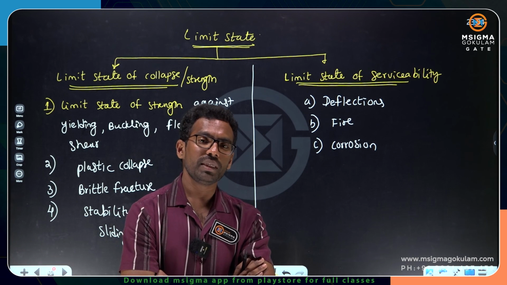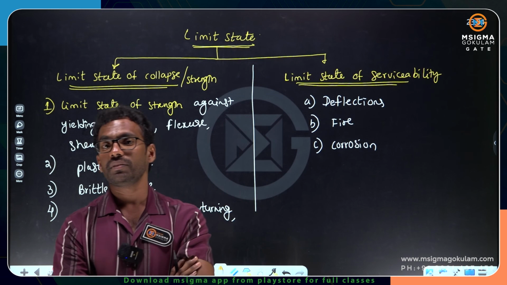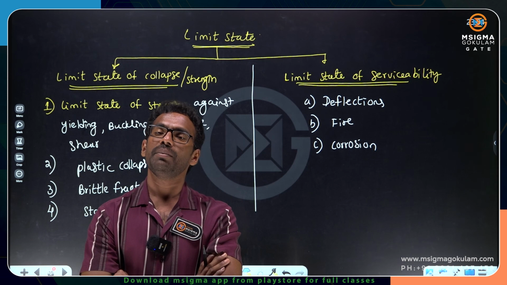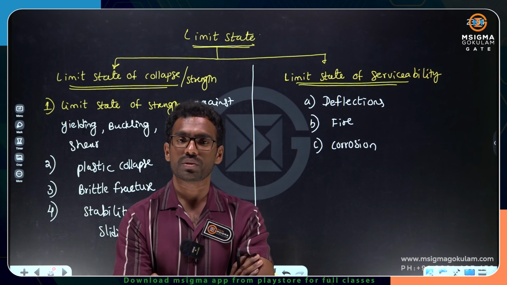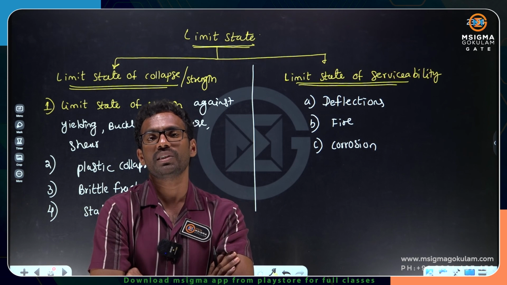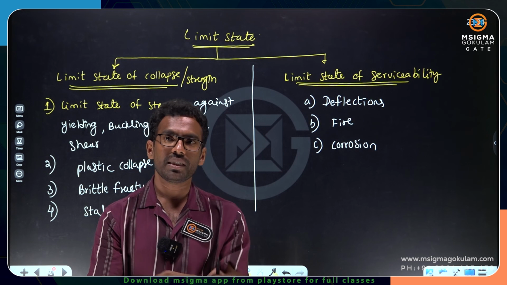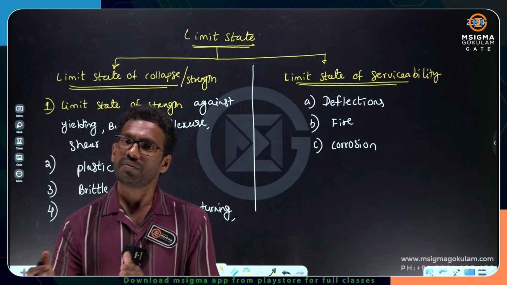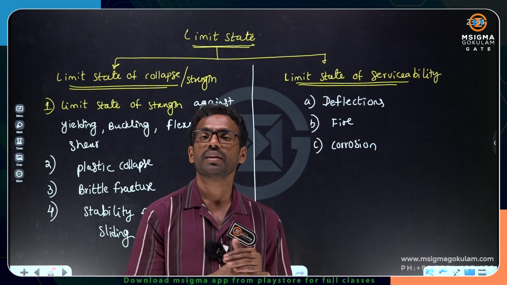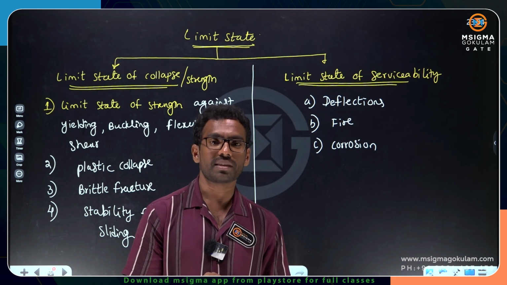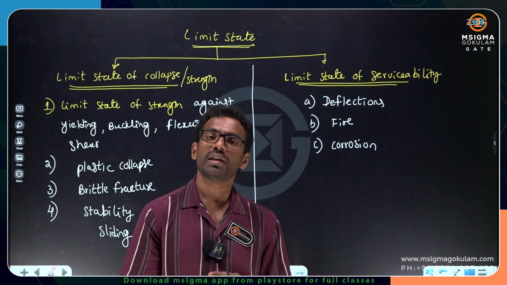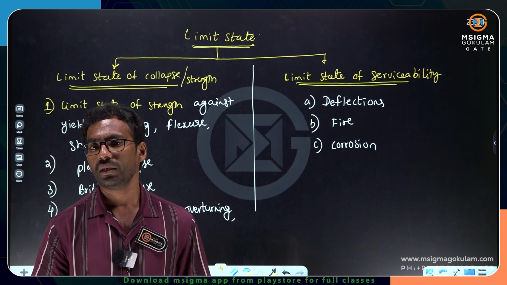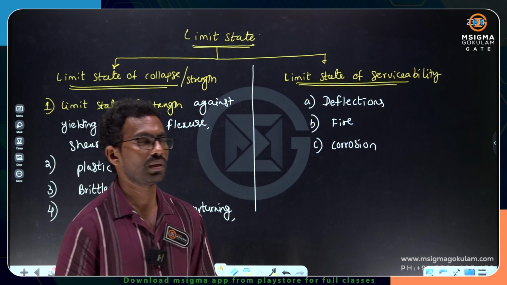Why do we apply a factor of safety in limit state for loads as well as material strength? That's why the name came: partial safety factor. Why does the term partial come into the picture in limit state design? Because some factor of safety is allocated to the loads and some factor of safety is allocated to the material strength. That's why we use the term partial safety factor in the limit state method. I hope you understand this.